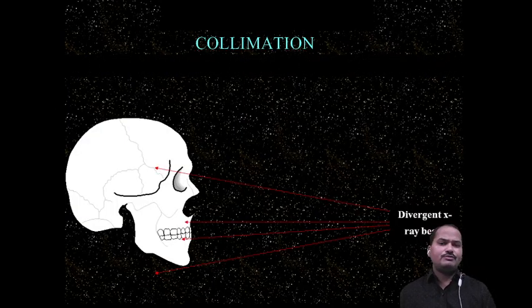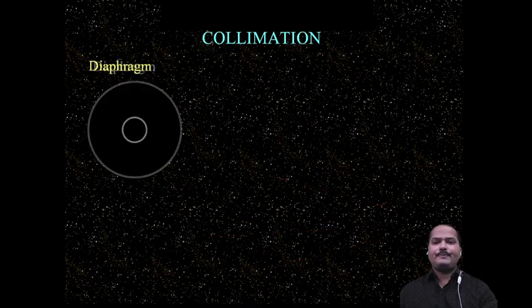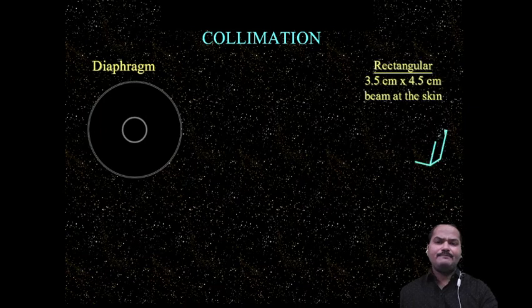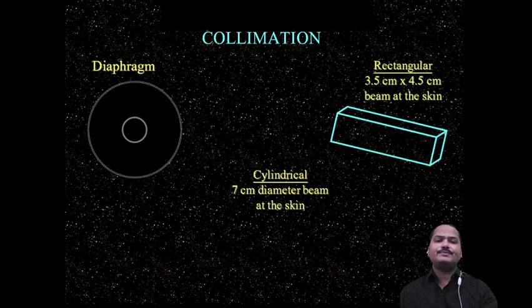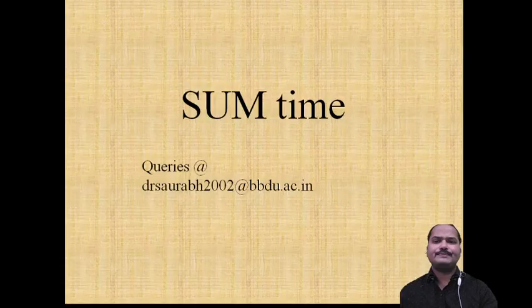When we have to shape and size the X-ray beam, which is usually divergent in nature, what we can do is place a collimator in between, over the area where we have to take the radiograph, so the area of interest. The various types of collimators can be diaphragm type, rectangular, or cylindrical. These collimators are usually put at the exit portal of the X-ray tube head only.